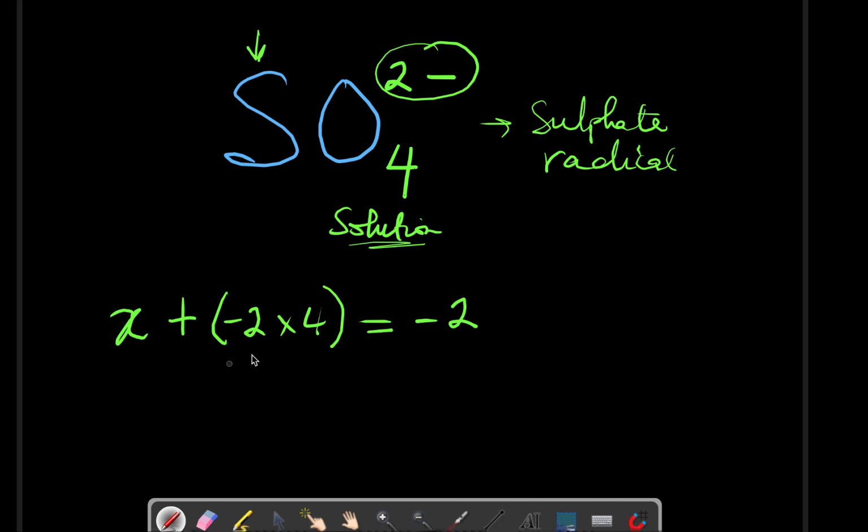So what do we need to do? -2 times 4 will give us -8. Plus minus is minus, so we have x minus 8 equal to -2. By the time you add 8 to both sides of the equation, you can see that -8 plus 8 will be 0. Therefore, x, which is the sulfur you're looking for, will be equal to -2 plus 8, which gives you 6. So the oxidation state of sulfur in this sulfate radical is 6.